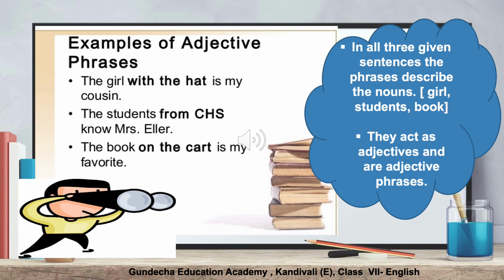In all three given sentences, we will see that the phrases describe the nouns. First sentence, the girl. Second sentence, the students. And third sentence, the book. So in this case, girl, book and students are nouns which are described by the phrases. So they act as adjectives, and because they are groups of words and not single words, they are known as adjective phrases.